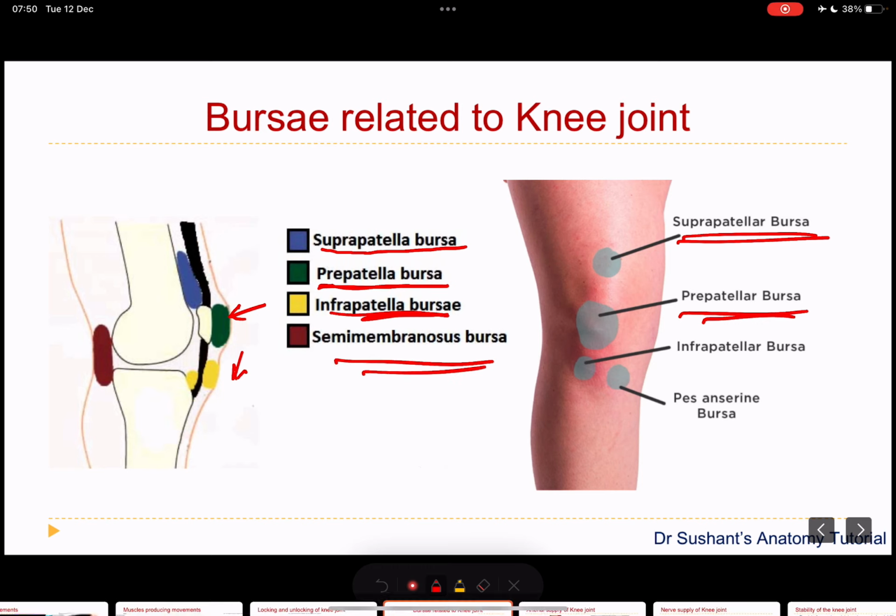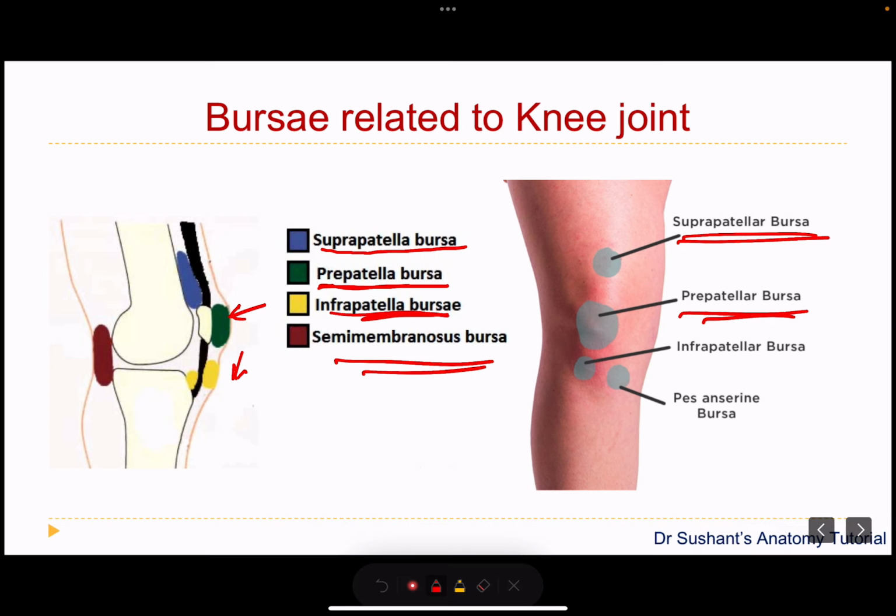Okay. So what is the suprapatellar bursa? It lies between the quadriceps femoris and the lower end of the femur. All right. So this one right here, this is the suprapatellar bursa. This is the ligamentum patellae formed by the quadriceps femoris. This is the femur. So the suprapatellar bursa lies between the quadriceps femoris and the lower end of the femur.